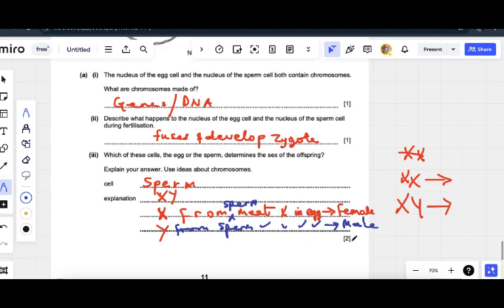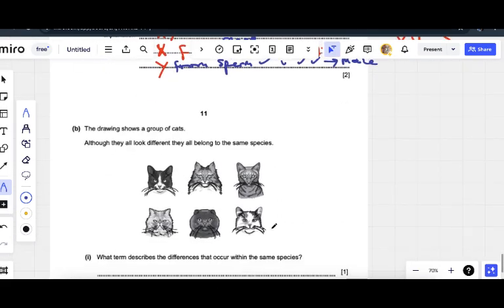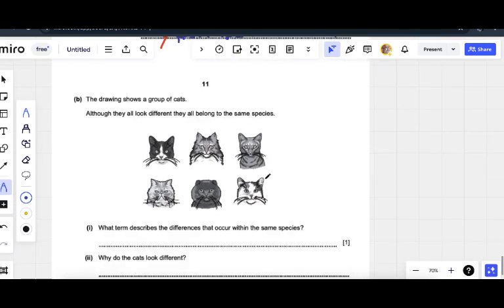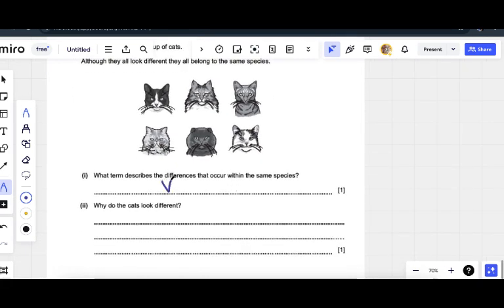Okay, so you do this, you get these 2 marks. Now let's move to the B part of the question. The drawing shows a group of cats. Although they all look different, they all belong to the same species. What term describes the differences that occur within the same species? Variation, right? Variation.